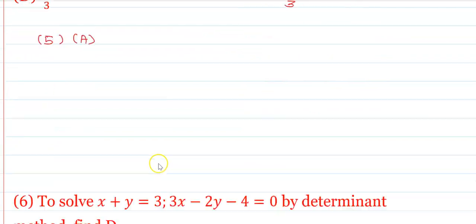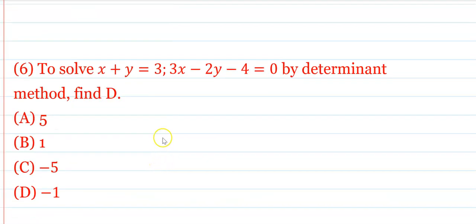Now the next question. हे सर्व क्वेश्चन चॅप्टर नंबर 1 वर विचारले गेलेले आहेत. To solve x plus y is equal to 3, 3x minus 2y minus 4 is equal to 0 by determinant method, find D. Okay. D ची व्हॅल्यू या ठिकाणी आपल्याला फाइंड आउट करायची आहे.